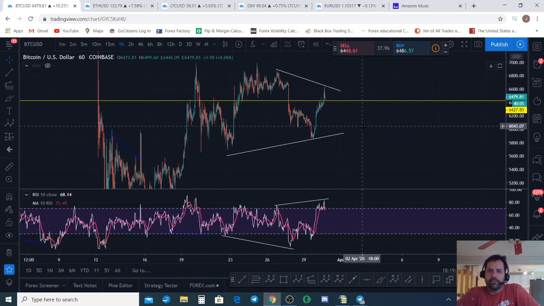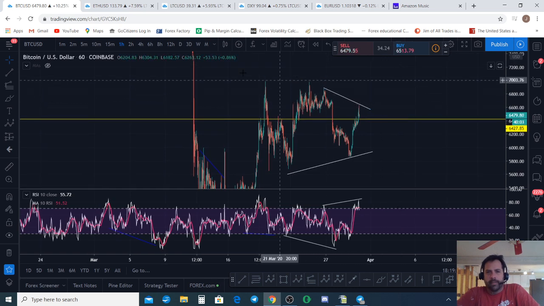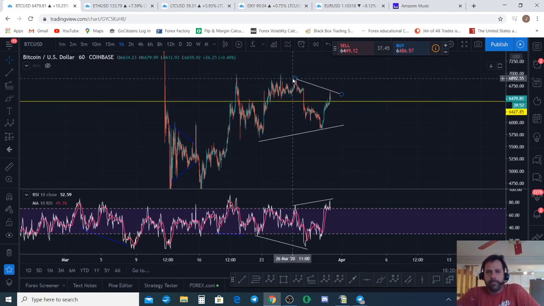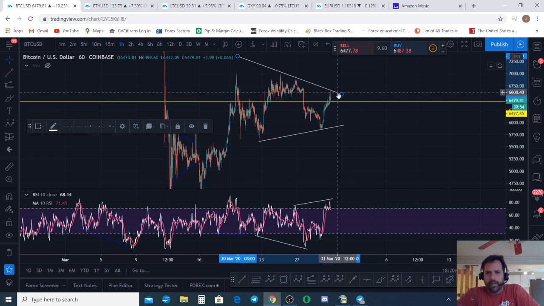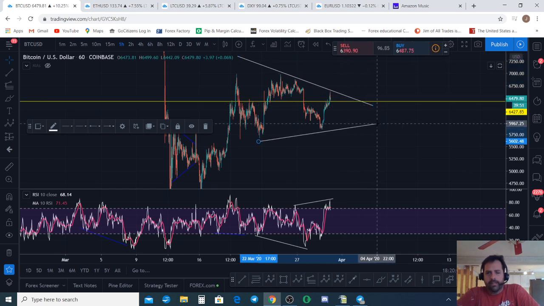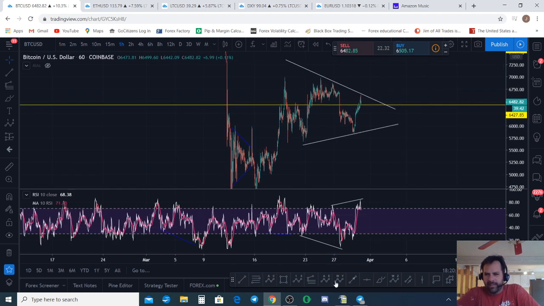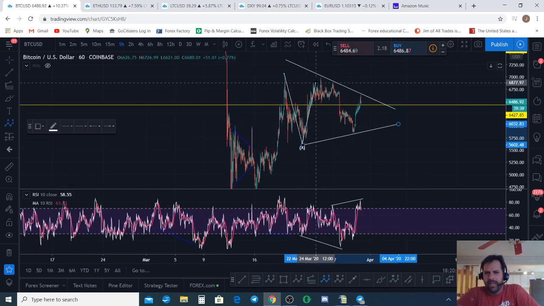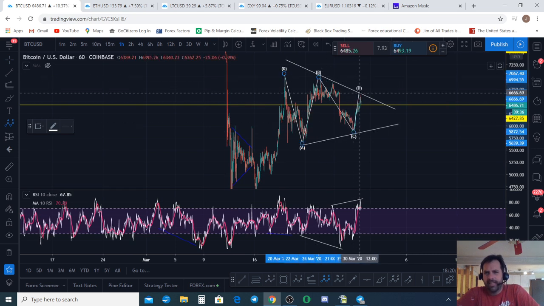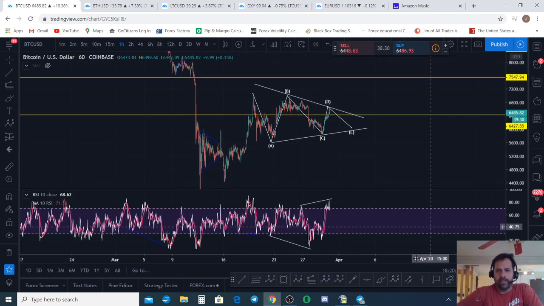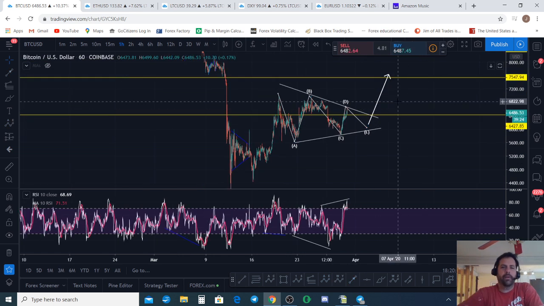This looks like a potential triangle, but I don't think it is. I suppose that if it's a triangle, it's a running triangle. Let me show you what a running triangle is. Basically, as the wave comes, this is an ABC, and then the triangle is going to be the B wave. That could be something like this: there's A, B, C, D, we get an E, and then off to the races. That would put us up in this direction. So there's one way to interpret this.